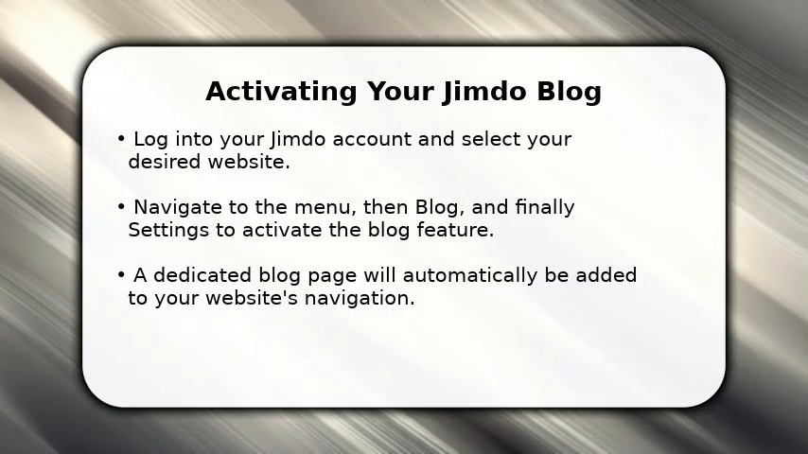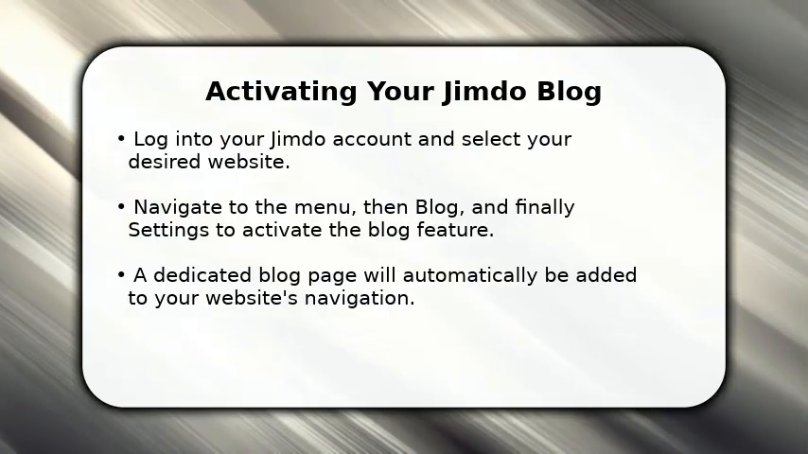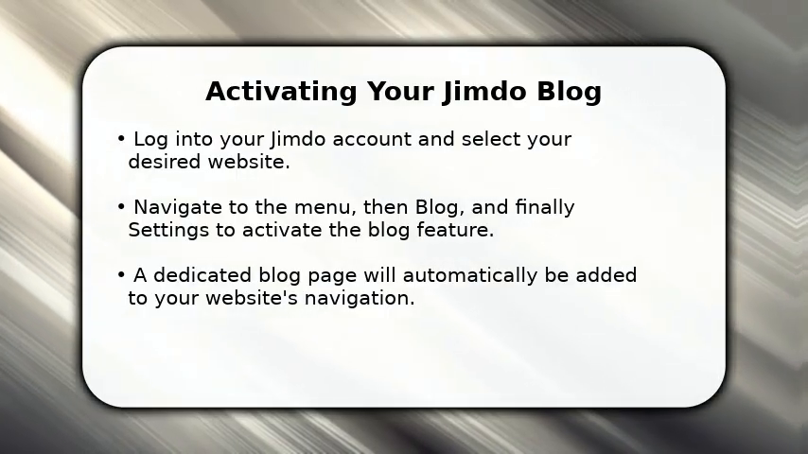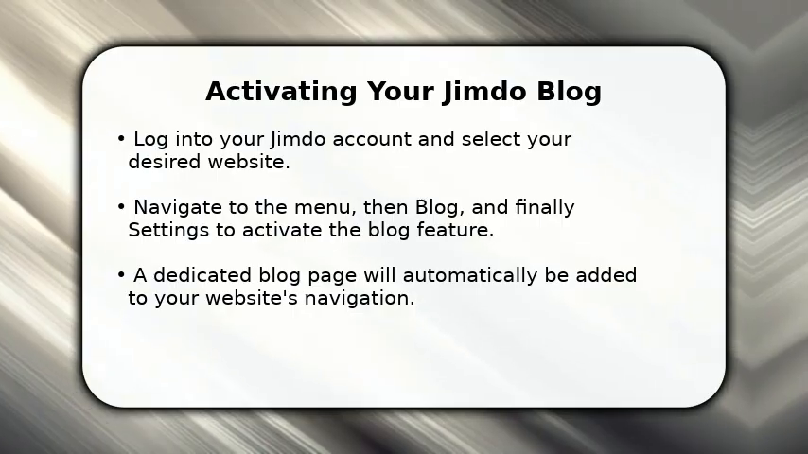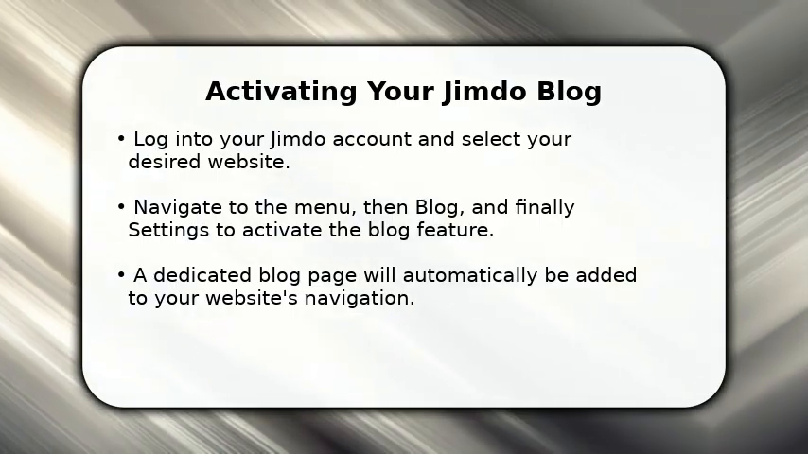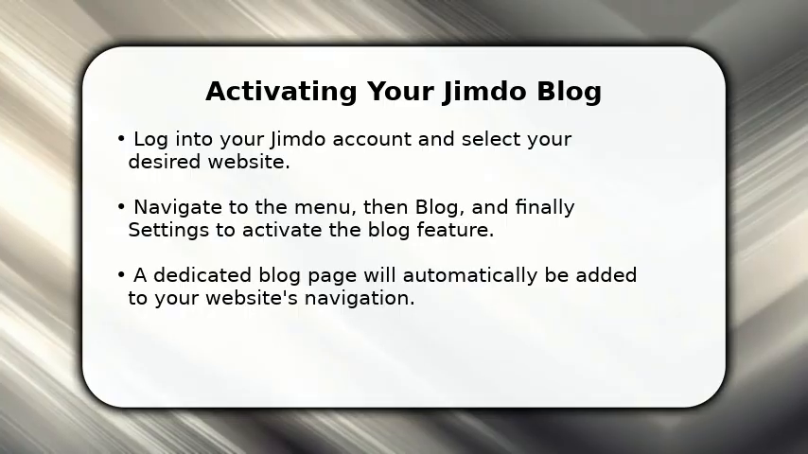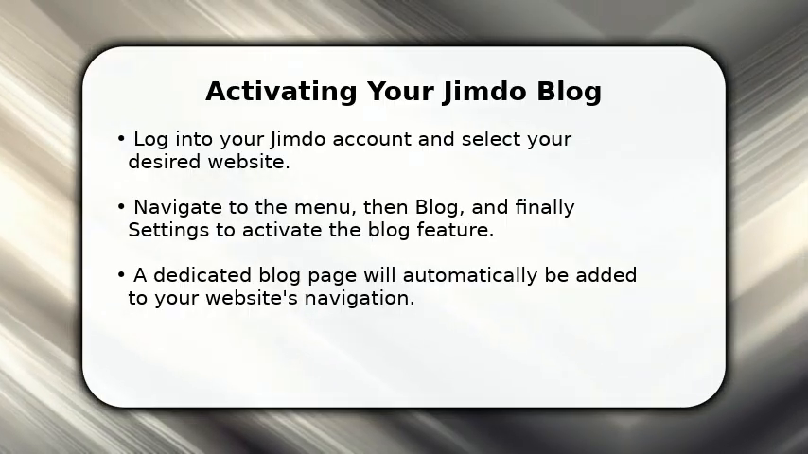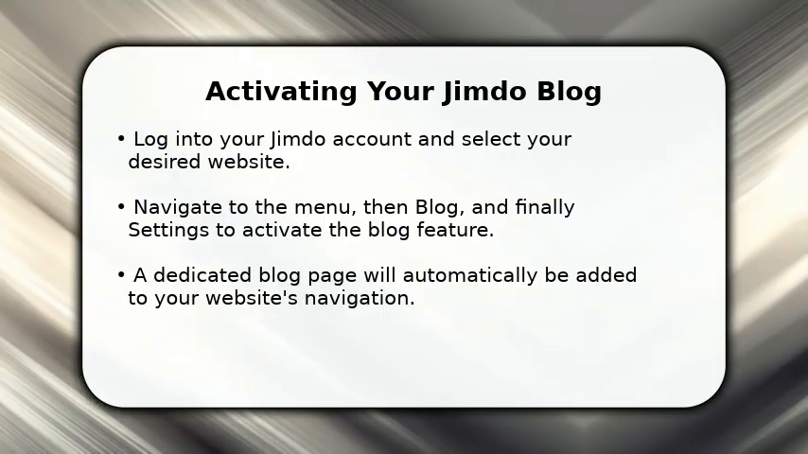In this video, I will explain how to make a blog in Jimdo. First, you will need to log into your Jimdo account and choose the website you wish to edit. Next, simply go to your website's menu, select Blog, then Settings, and toggle the status to activate your blog.